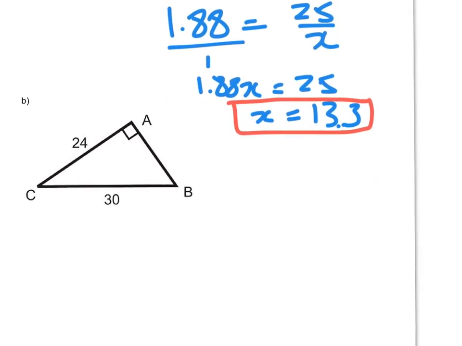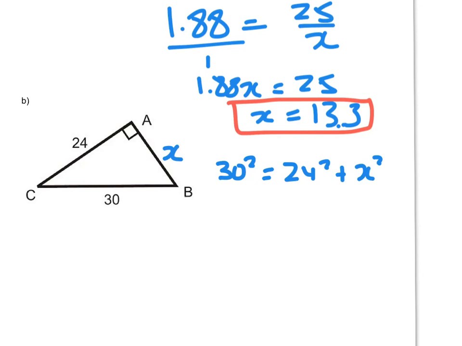And lastly, let's look here. Okay, so because I know two sides of this right triangle, I can find the side AB, which I'm going to call x, by using Pythagoras' theorem. 30 squared is equal to 24 squared plus x squared. Okay? So you work that out, and that's going to help you to find what x is.